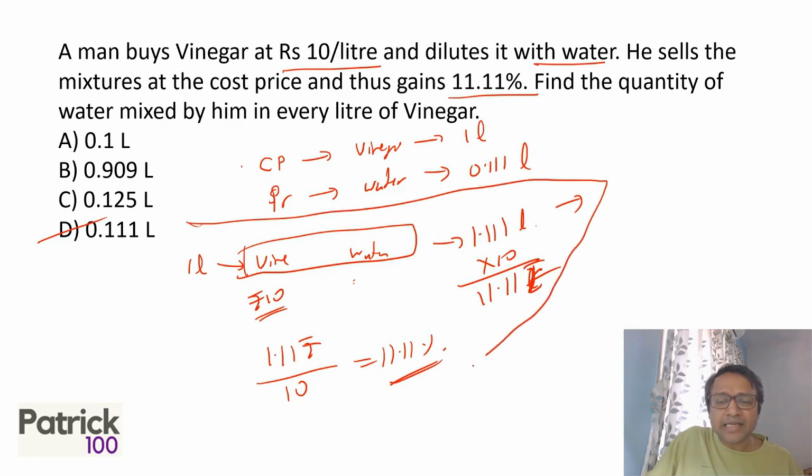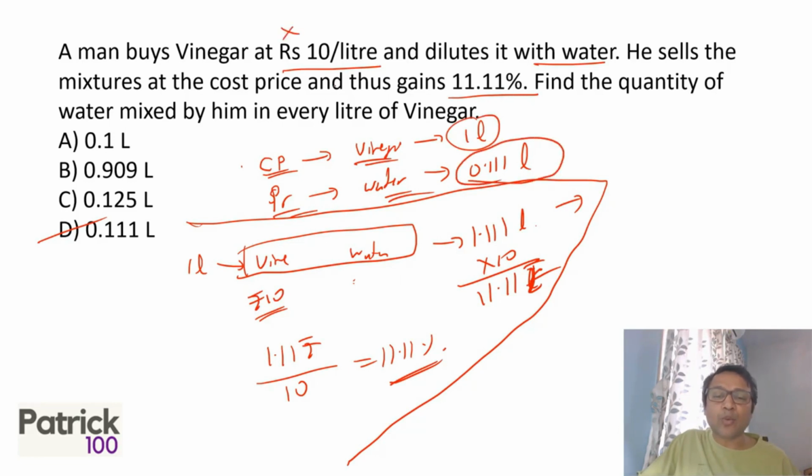But let's understand simply, because I'm selling at cost price, my cost price is nothing but that of vinegar and my profit is nothing but water. So if 1 liter is the cost price, my profit is 0.111 liter. Actually, this value is not required to get the answer. Just knowing that 11.11% is the profit, you know how much water is added to the liquid.